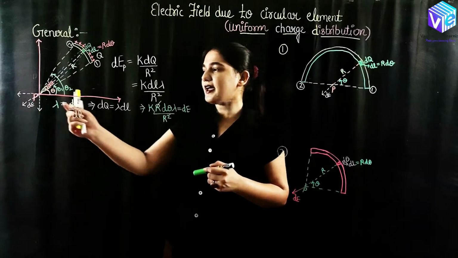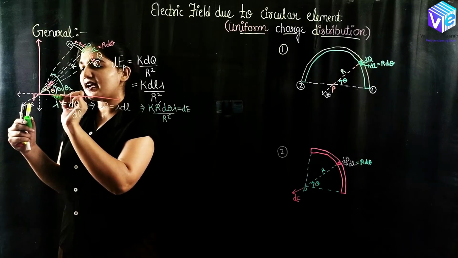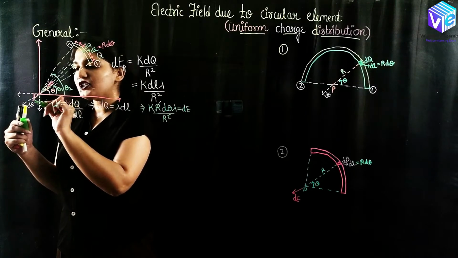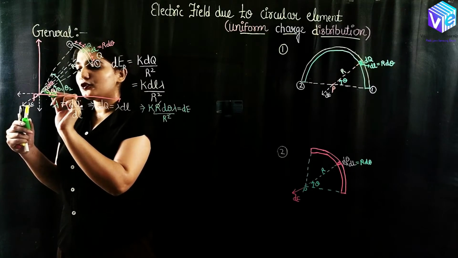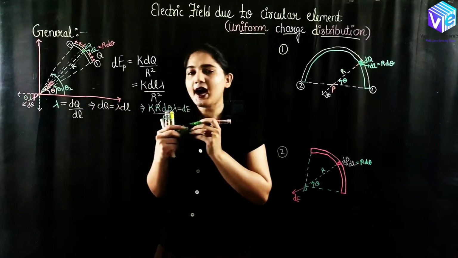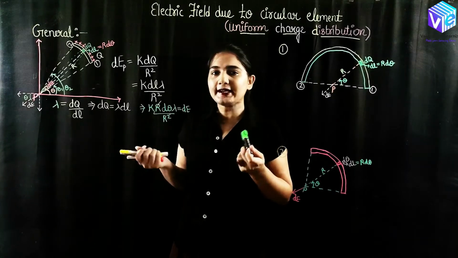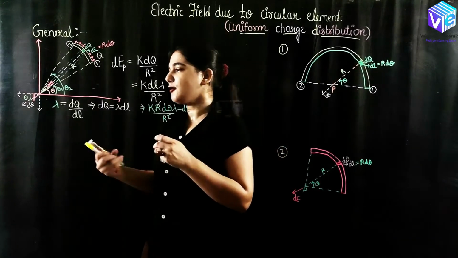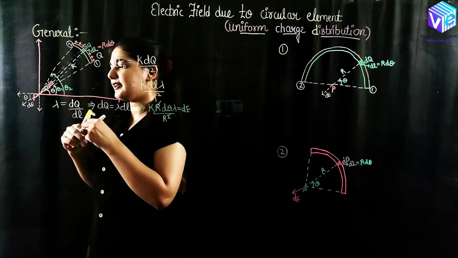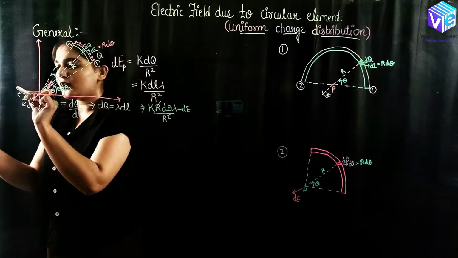Okay, so now if I resolve these two components, here you can see if this angle is theta, then which angle will be theta here? So this angle will be theta here. Okay, are you agreeing with me? These are opposite angles, so they are equal. So now here, if this angle is theta, this is dE, then what would it be? It will be dE cos theta.